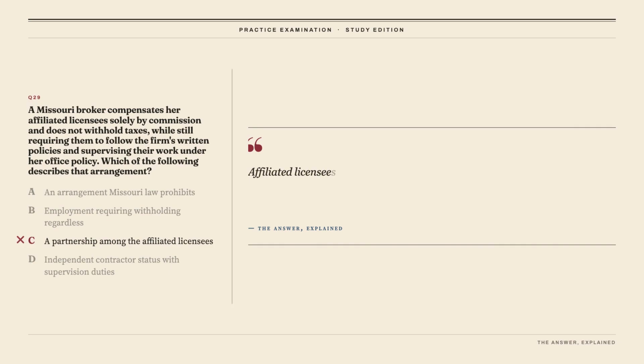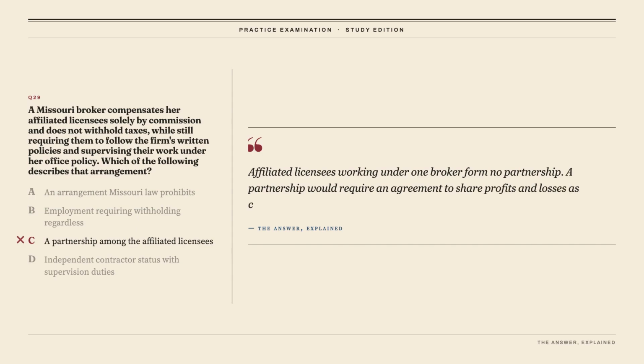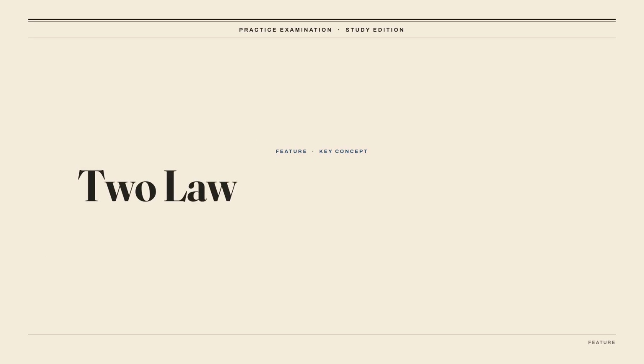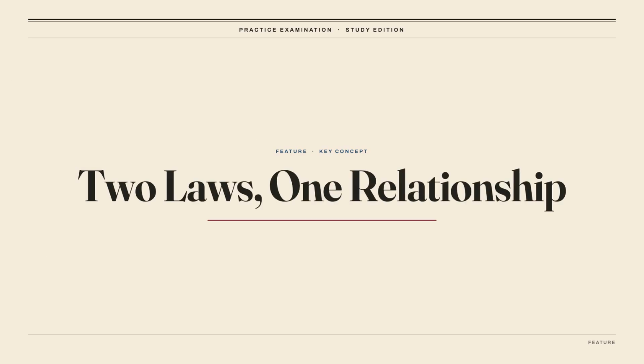C is wrong because affiliated licensees working under one broker form no partnership. A partnership would require an agreement to share profits and losses as co-owners of a business. A broker pays her agent straight commission with no tax withholding, yet she still writes the office policies, reviews every contract, and supervises their work.